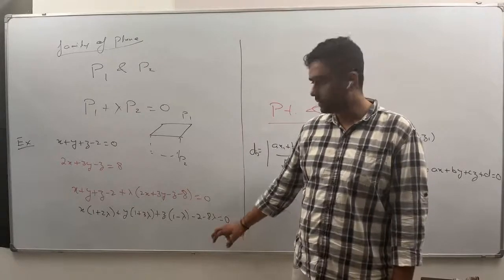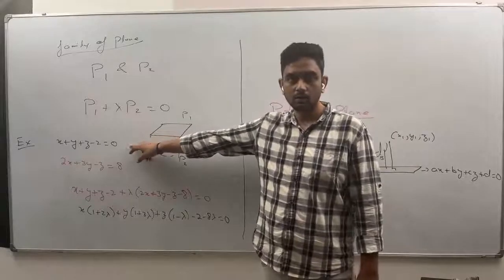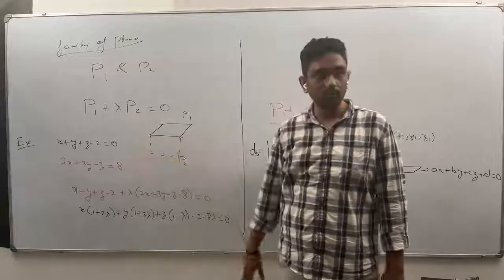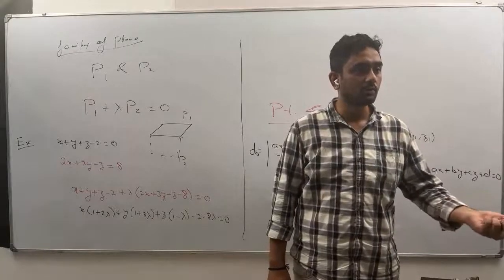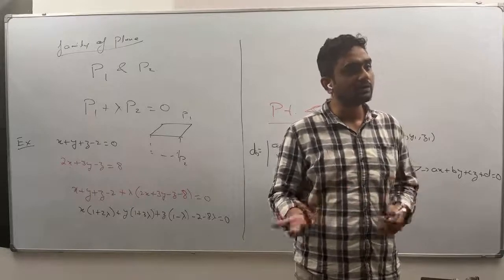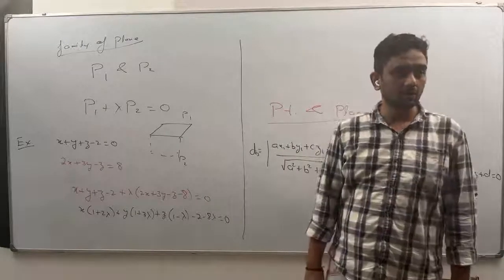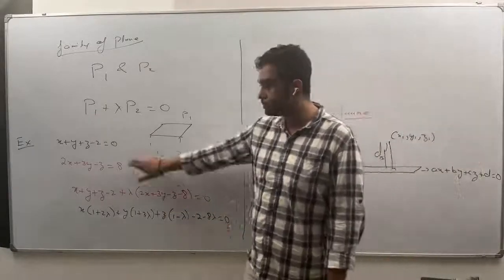Its dot product with the normal of the first plane should be 0. What is that normal? 1, 1, and what? It doesn't really matter. If anything is 0, the product will also be 0. See, 0 into 8 is 0, 0 into 10 is 0. So for 0, it doesn't matter. If you want, you can include it, but it doesn't matter. So their dot product should be 0.